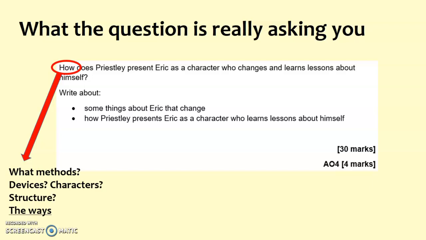Also, when it says how does Priestley, characters are how he presents him. So you could talk about how he's very different from his father. Priestley uses the contrast between Mr. Birling and Eric Birling. That's a method, the characters being very different. The structure is a method that too many people forget. So actually, how does he begin and how does he then develop as a character? That's how Eric is presented as well. So those are just some of the things that you could look at. And also, I've underlined there, essentially we're talking about the ways that he presents him.